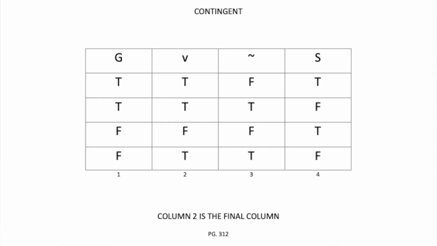You'll see that it is in the second column, column 2, that you have got some true and some false. And for that reason, the proposition G wedge tilde S is contingent. That's the logical status. Now, for the exercises this week, 15.1 and 15.2, you will be assessing the logical status of compound sentences using truth tables.